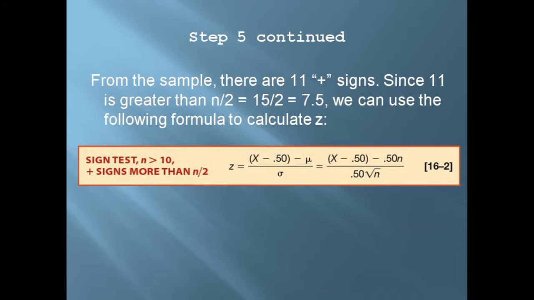So from the sample, there are 11 plus signs, and since 11 is greater than n divided by 2, we can use the following formula to calculate Z, which is the sign test when n is greater than 10 and plus signs are more than n divided by 2. We will use this formula here.